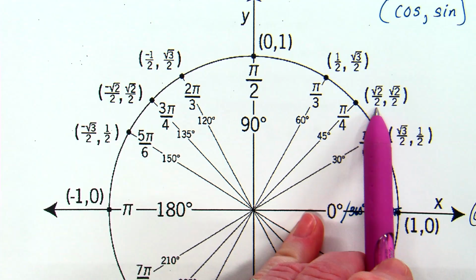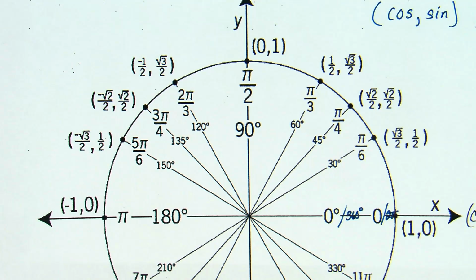Now, we're being asked, though, about negative. When does cosine equal negative square root of 2 over 2? She says 3 pi over 4. Does that make sense? It should. Here's the deal.